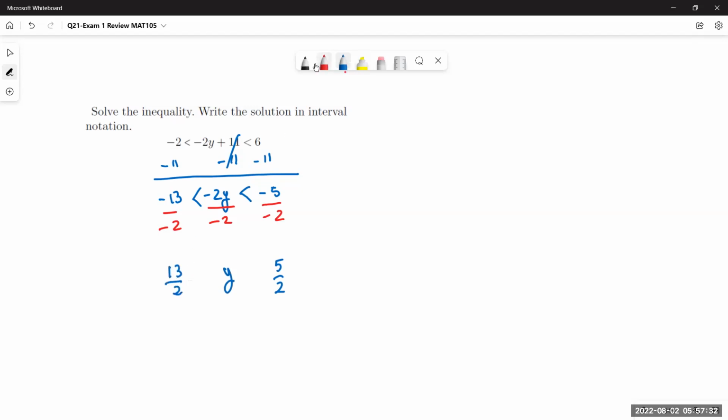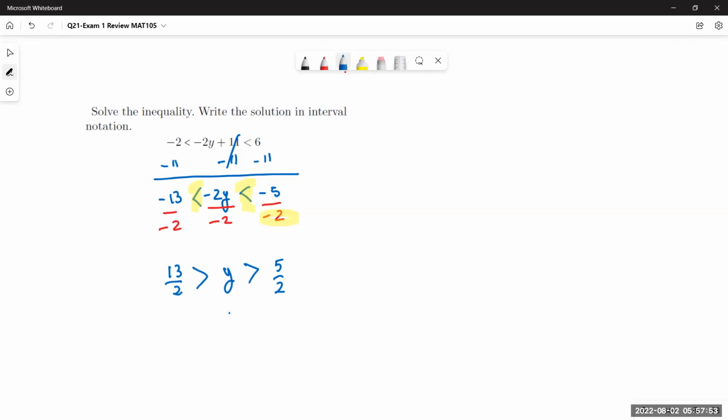Now, what happens if you divide by a negative number or multiply by a negative number? These inequalities, they must flip to the other side. So in order to do it correctly, you need to flip it in this direction. All right, that's how it should be working.